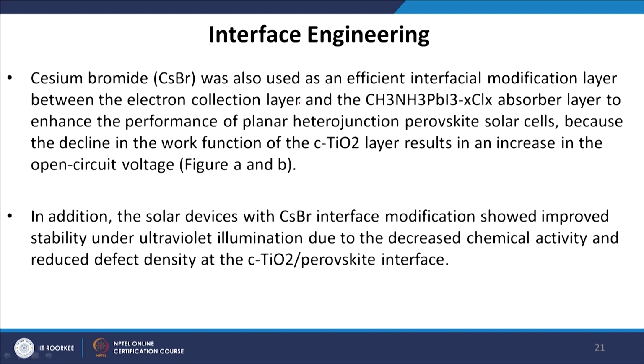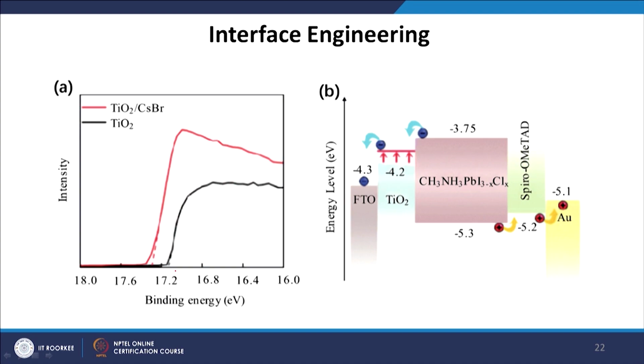In addition to the solar cell device, the CsBr interface modification showed improved stability under UV light due to the decreased chemical activity and reduced defect density at the TiO2 perovskite interface. So, if you use cesium bromide as an interfacial layer, not only does the efficiency increase, but the stability also increases because the UV degradation is now reduced. For example, here we are showing only the TiO2 layer and the TiO2 layer in the presence of cesium bromide. The y axis is the intensity and the x axis is the binding energy, and it has also been shown that when we use TiO2 in this kind of solar cell, CsBr will be energetically favorable, or the energetics will match in this kind of device.